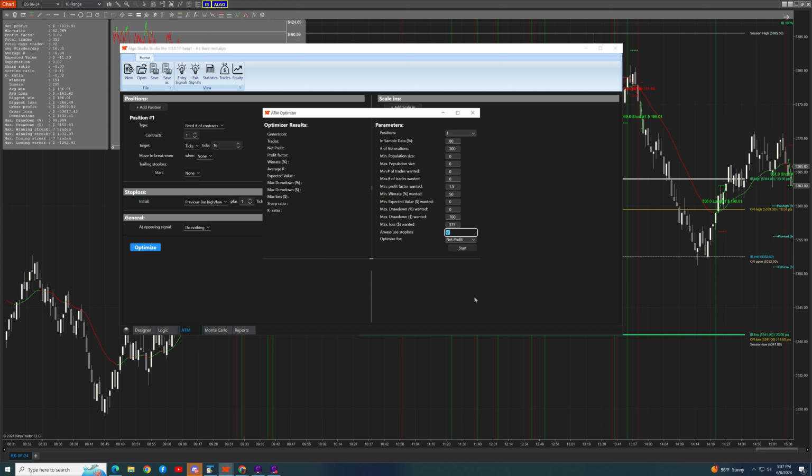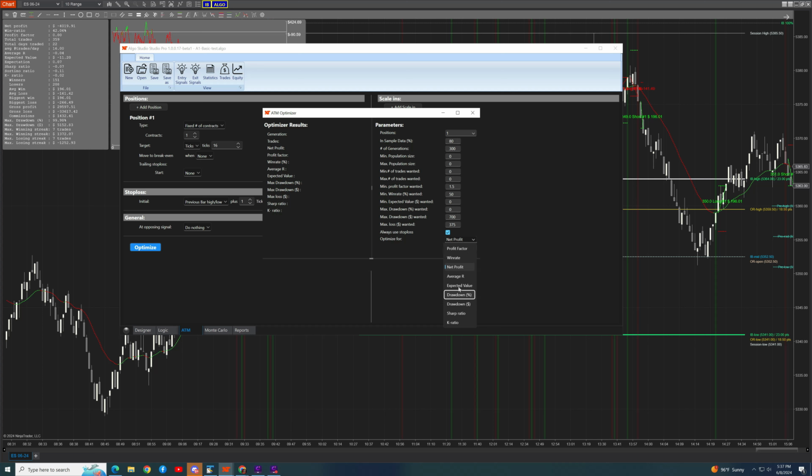Now, in initial stop loss here, again, you can set this, but what we're going to do is optimize for it. And then we have some choices here as to what we want to optimize for. All of these conditions here are available to us. Now, it might be tempting to just go right to net profit, and that's probably a good starting point. But I would encourage you to experiment with some of these others.